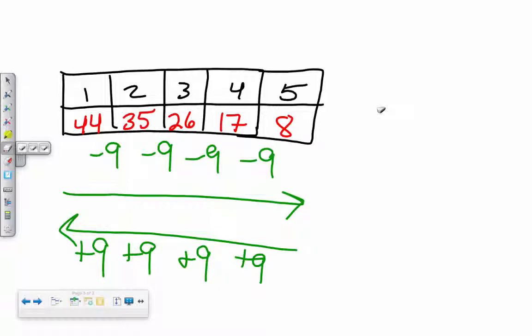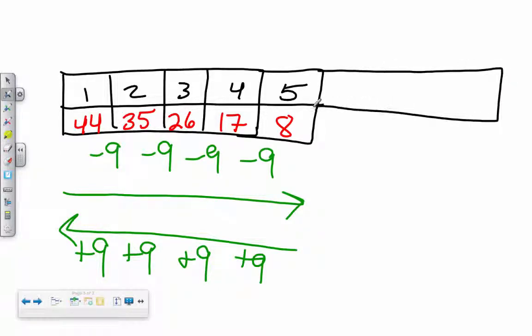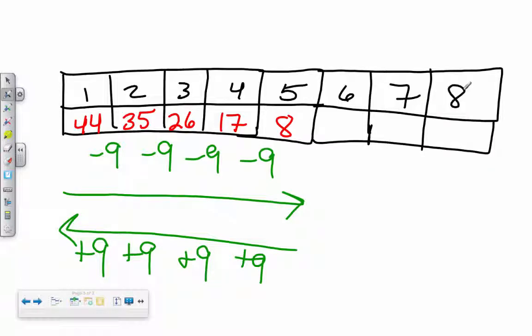Now, in this problem, they ask you to find the next 3 values. That's not really that hard now that you know the pattern. We're going to find 6, 7, and 8. What's going to be the next one? -1. Very good. And the next one? -10. And finally? -19. So, not only did we find the pattern, but then we were able to predict. That's the power of number sequences, the power to predict.